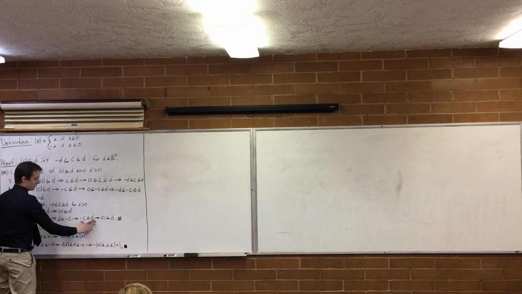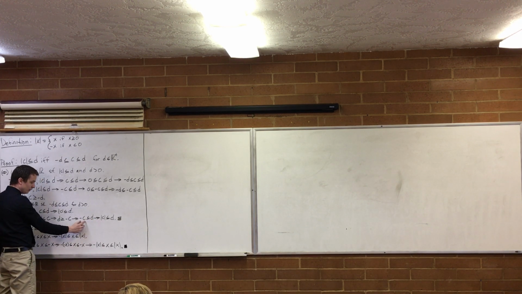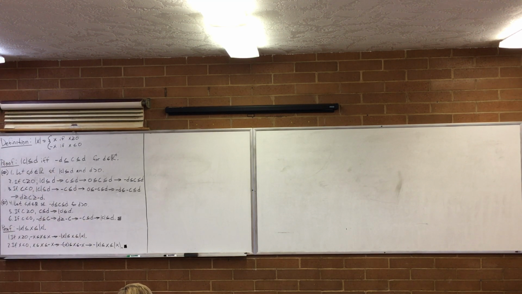To help you see it, and then here, what is the absolute value of C? It's negative C. So negative C, absolute value of C, same thing, and I just switch that out. If C is less than 0, what is the absolute value of C? Negative C. Okay. Negative C, absolute value of C, same thing. Good with that? Okay. Next little lemma.